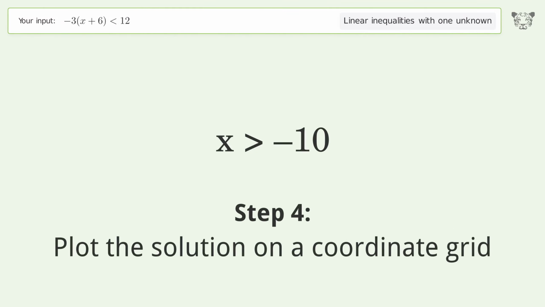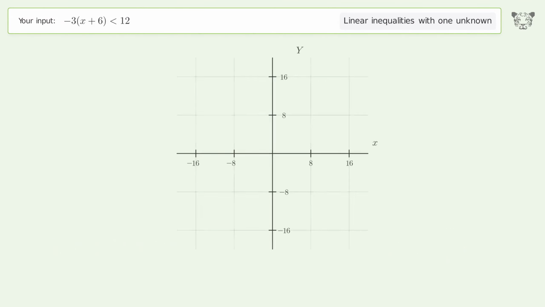Plot the solution on a coordinate grid. And so the final result is x greater than -10.